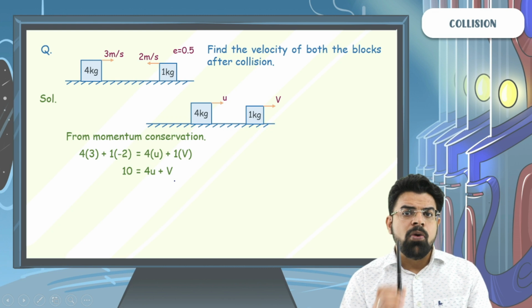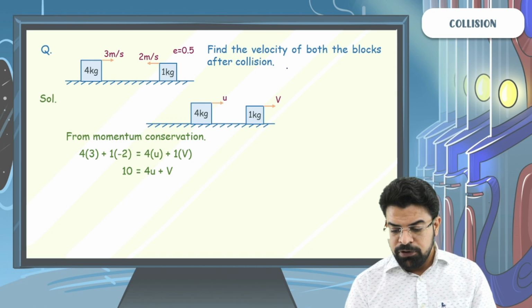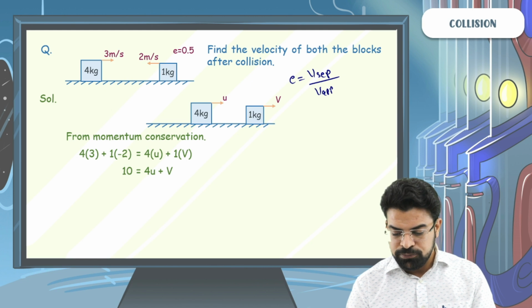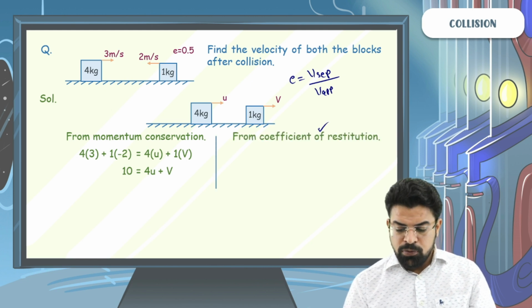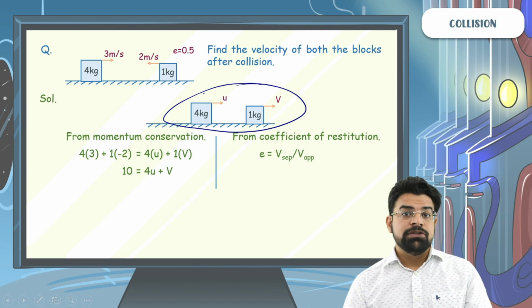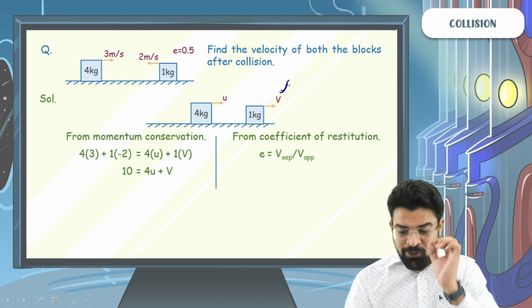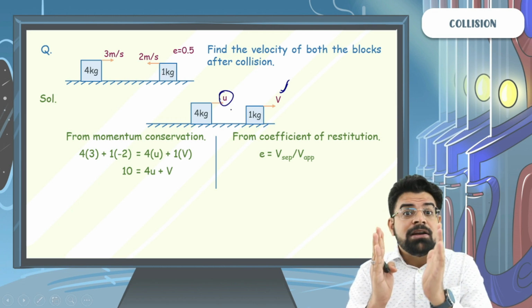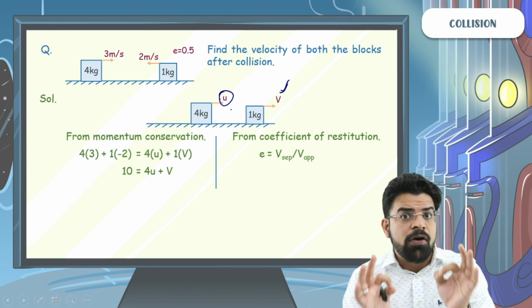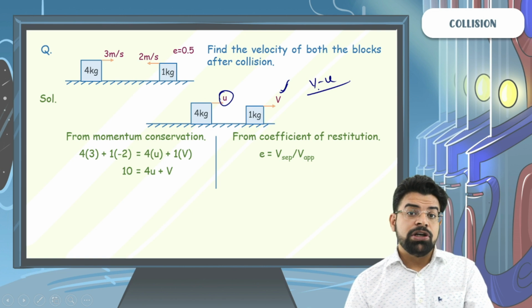We can make one more equation, and that will be the equation of coefficient of restitution. We know that the coefficient of restitution is the velocity of separation upon velocity of approach. So from coefficient of restitution, e equals velocity of separation upon velocity of approach. Now, for this case, how will you write the velocity of separation? This velocity v is trying to increase the separation, while this velocity u is trying to decrease the separation. So the velocity of separation will be v minus u, upon the velocity of approach.